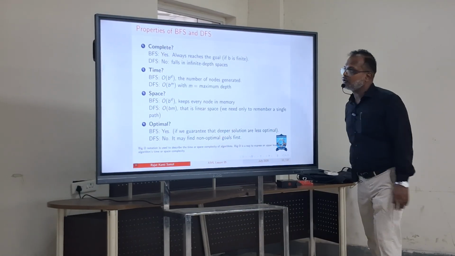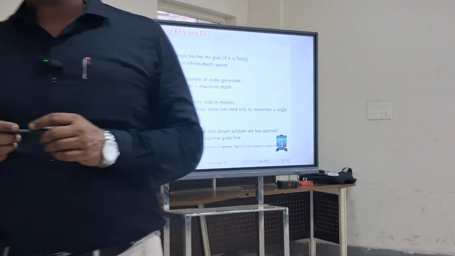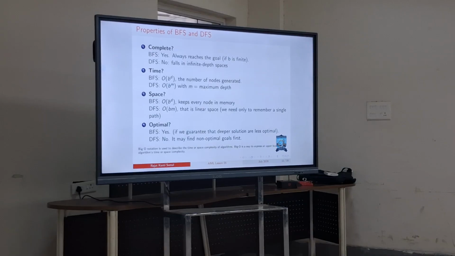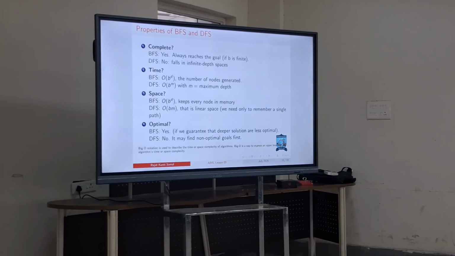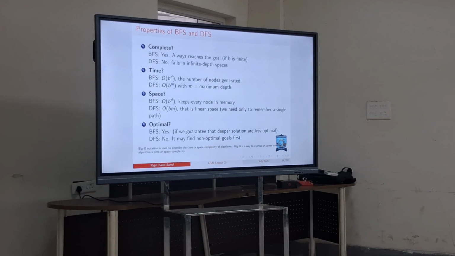Now the important point is the comparison between breadth first and depth first search. I told you in the last class that we compare algorithms by means of several parameters. One is, are they complete? Complete means, are they able to find the goal node every time? For BFS, yes, it always finds the goal. For DFS, no.